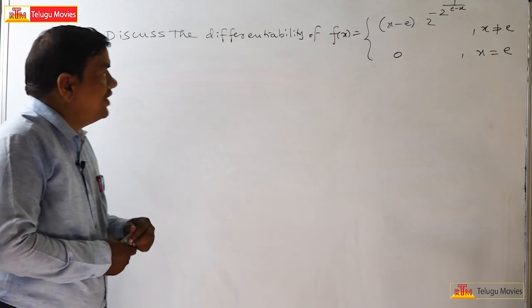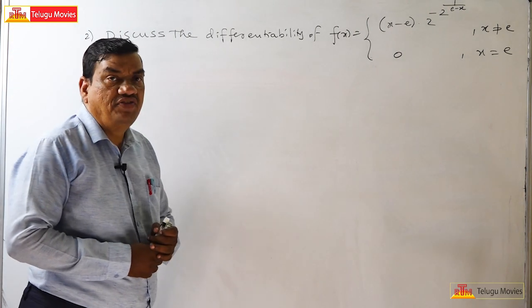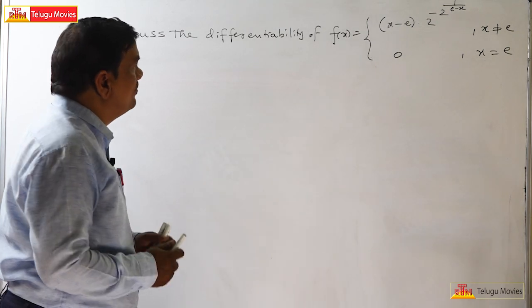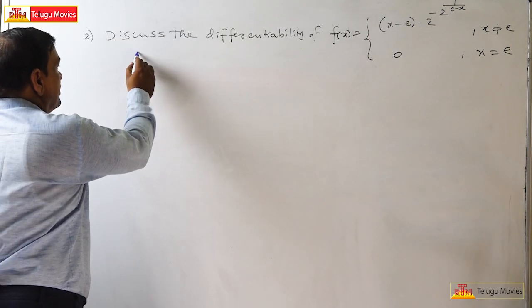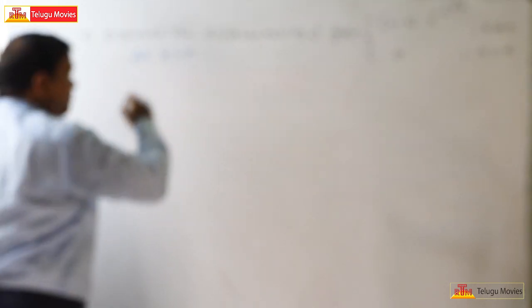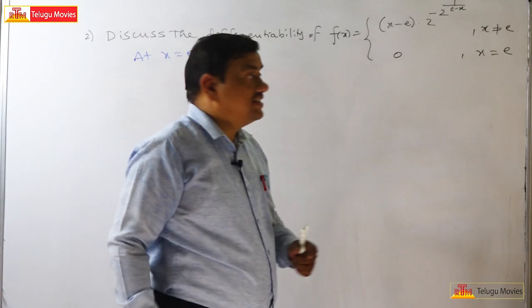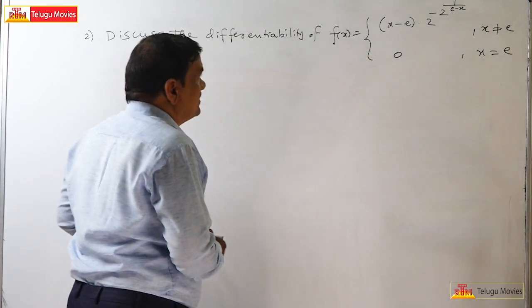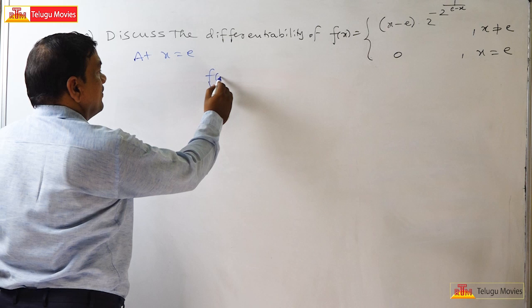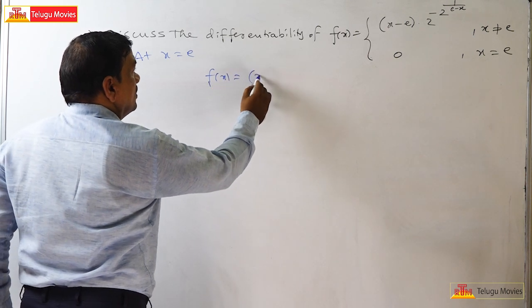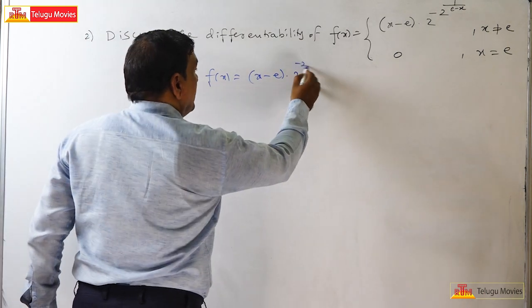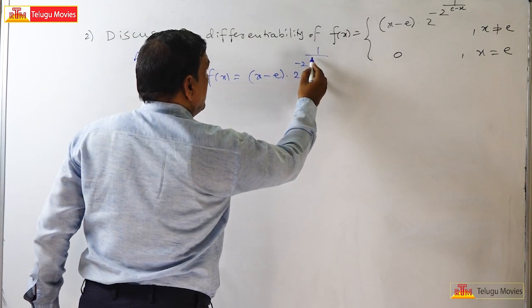Welcome to this second problem. This is a very theoretical question. Discuss the differentiability of the function at x is equal to e. The function is defined, I am writing very clearly, as f of x is equal to x minus e into 2 to the power of minus 2 to the power of 1 by e minus x.